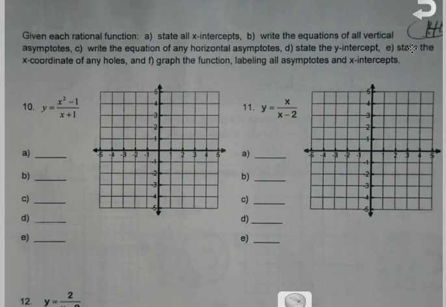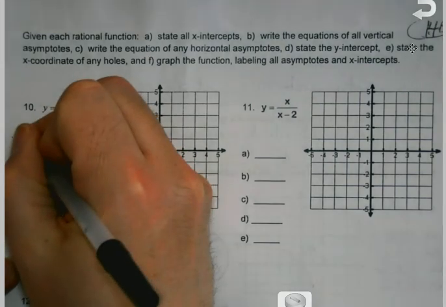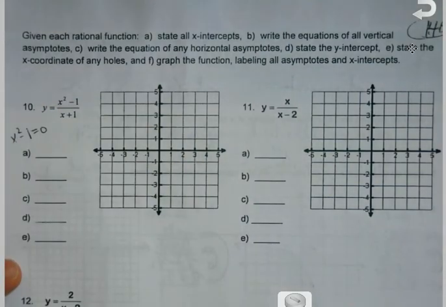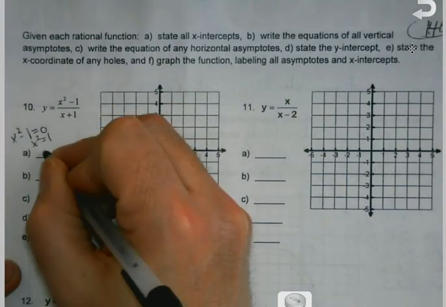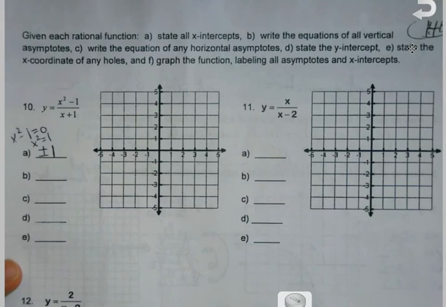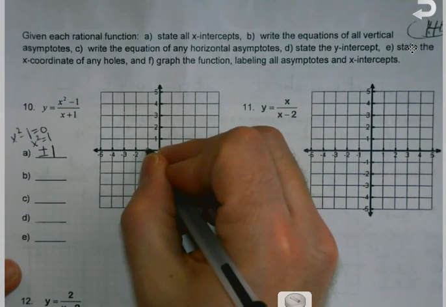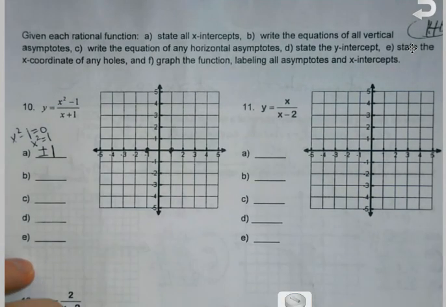So first thing, x-intercepts. How do I find those again? Flip back over to number 1 if you need to. Set the numerator equal to 0. So go ahead, I'll add my 1 over. So it looks like I have x-intercepts at positive and -1, or so we think, but I won't say any more for a minute. Letter B.